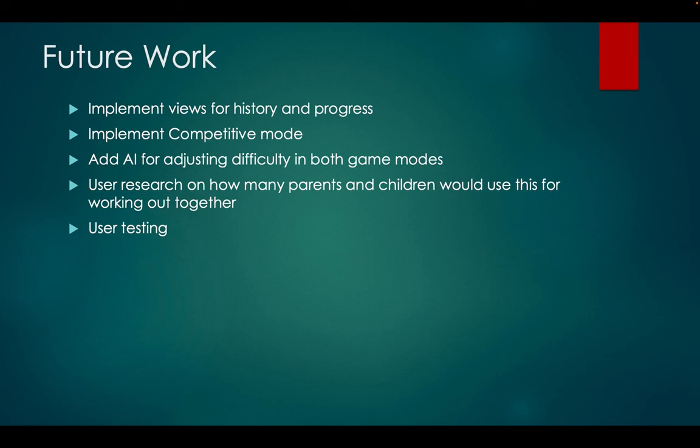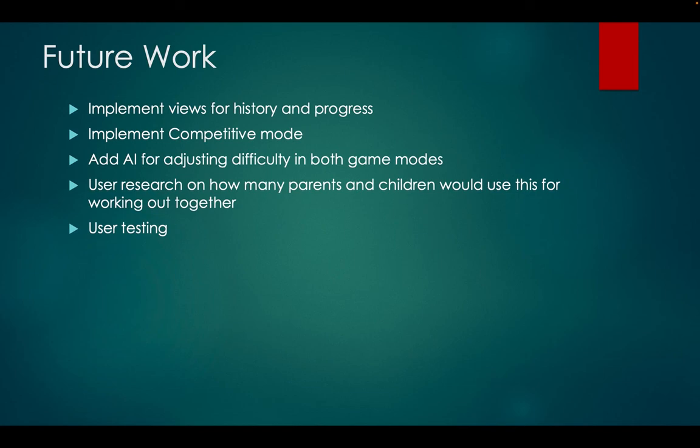Future work that still needs to be done is implement views for workout history and tracking user progress over time. Another thing is implementing a competitive mode. I gave options for choosing competitive or cooperative, but competitive is not implemented yet. I would also add an AI for adjusting difficulty in both game modes. So for competitive mode, if 2 people aren't really equivalent in working out, maybe someone can do more push-ups than someone else, the AI algorithms could fluctuate how many each person has to do so that it's more even in the game mode, while still giving each person a challenging workout.